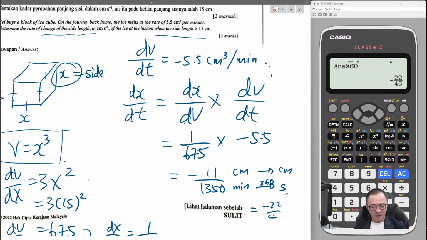Negative 22 over 45 centimeter per second. Is it correct? Oh my god. I hope I actually got it correct. If I got it wrong, I will be quite sad. Yeah, I think I want to play some cheat here, which is I will open the marking scheme just beside it, so that I can know whether I got it right or wrong. I can open another monitor.